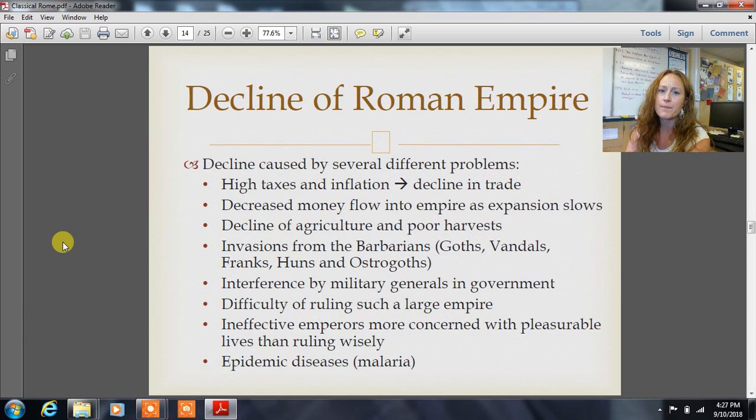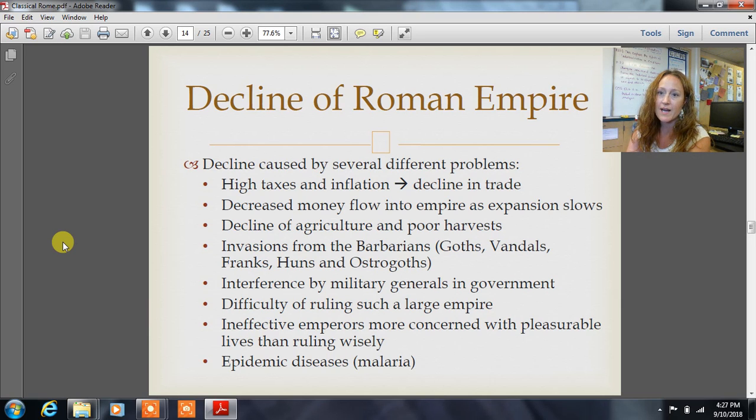So, decline of the Roman Empire. Several different problems, and you guys read about this quite a bit today. Across the empire, they're going to start to raise taxes to help manage it because it is so large. There's going to be economic inflation. So high taxes combined with inflation leads to a decline in trade. So their economy is going to start to slow down and fall apart. And having a slow economy, trying to manage a large empire, is a very bad formula.